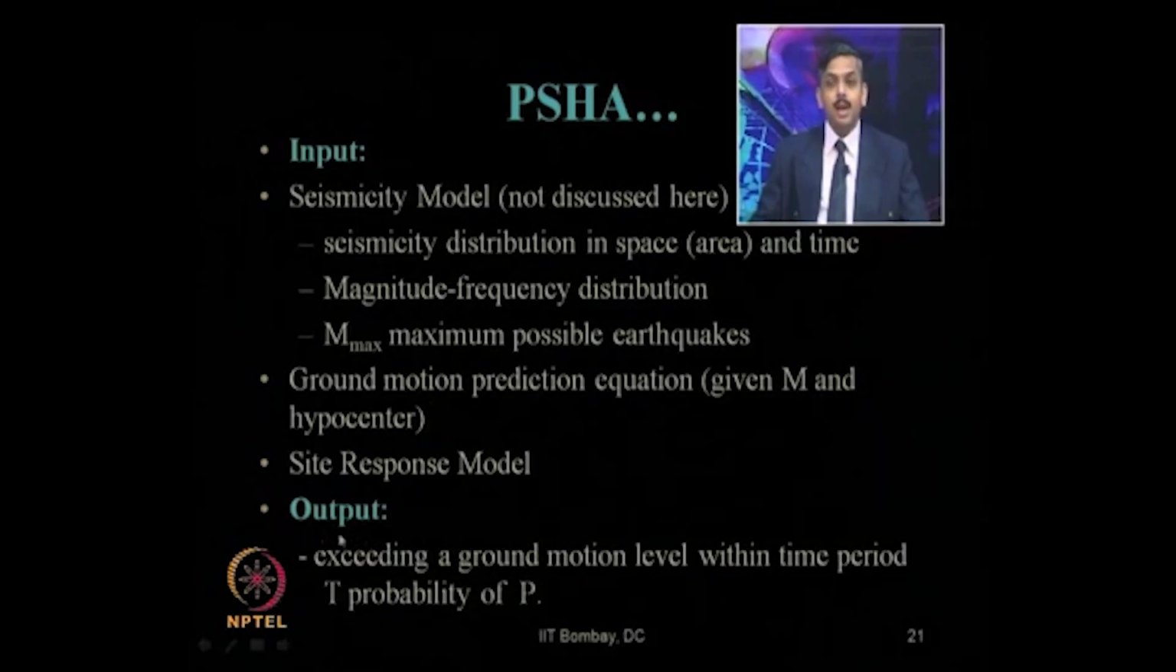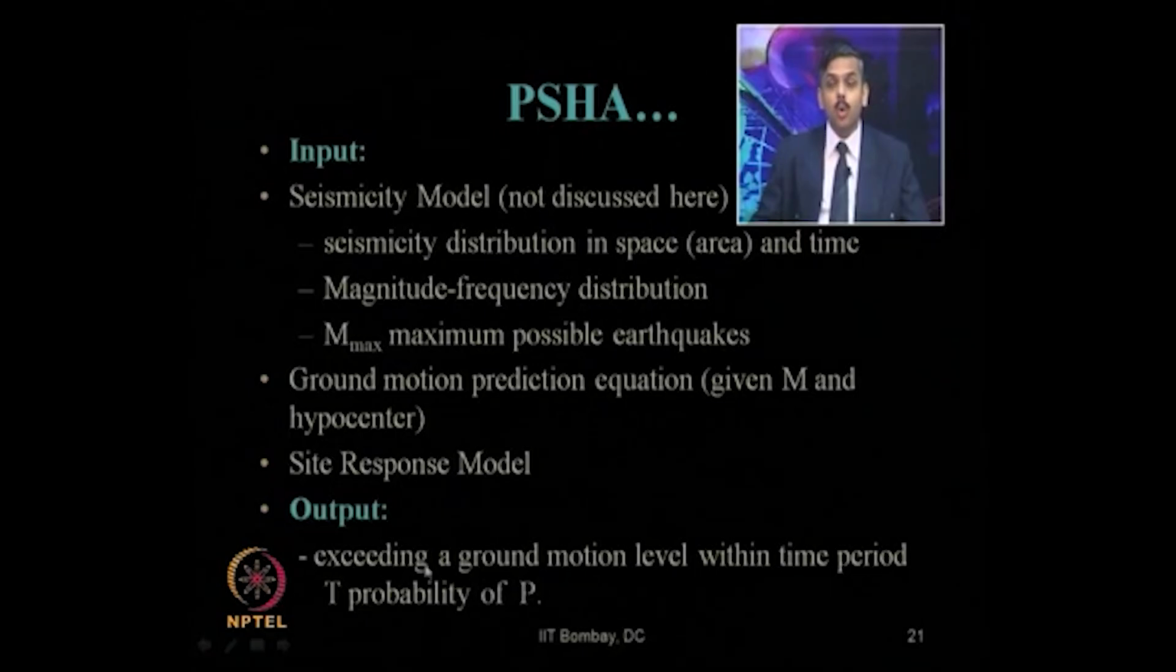Then our final output will be exceeding a ground motion level within a time period of t with a probability of p. This is our final output. In the case of DSHA, what was our final output? The controlling earthquake, which gives us the maximum value of the hazard parameter. But in this case, it is not the maximum value. We have to select, for a particular chosen time period, what is the probability of occurrence of exceedance.